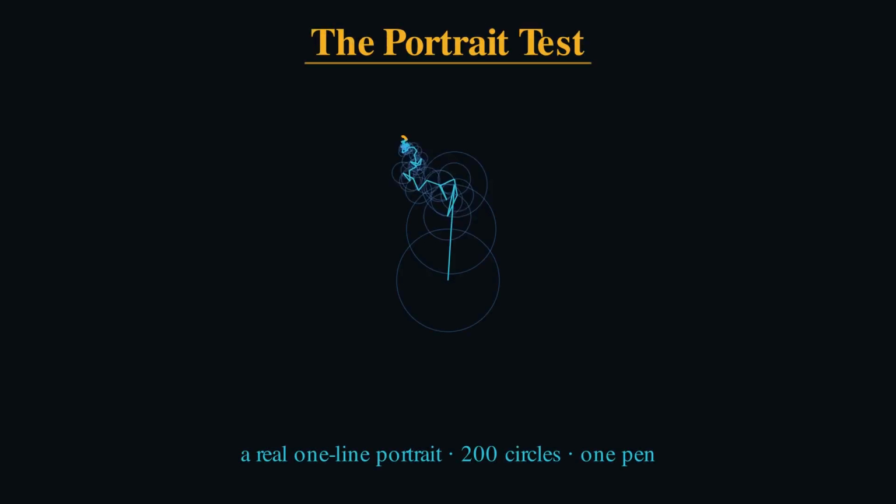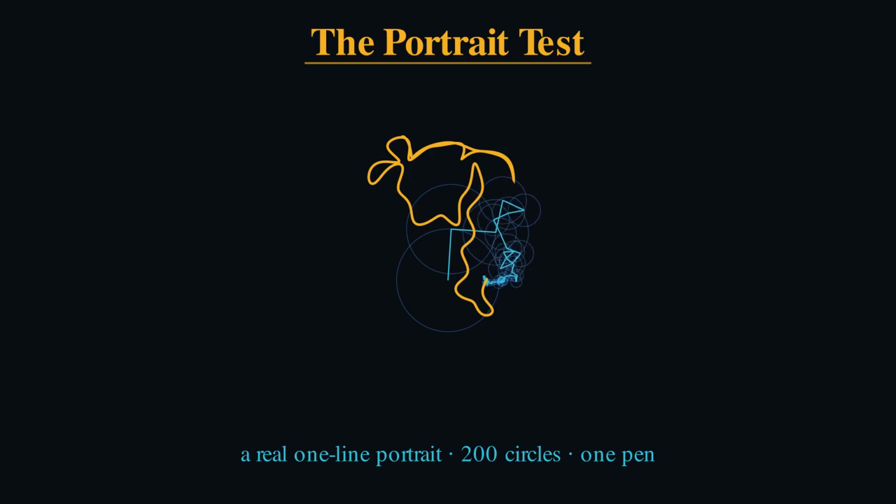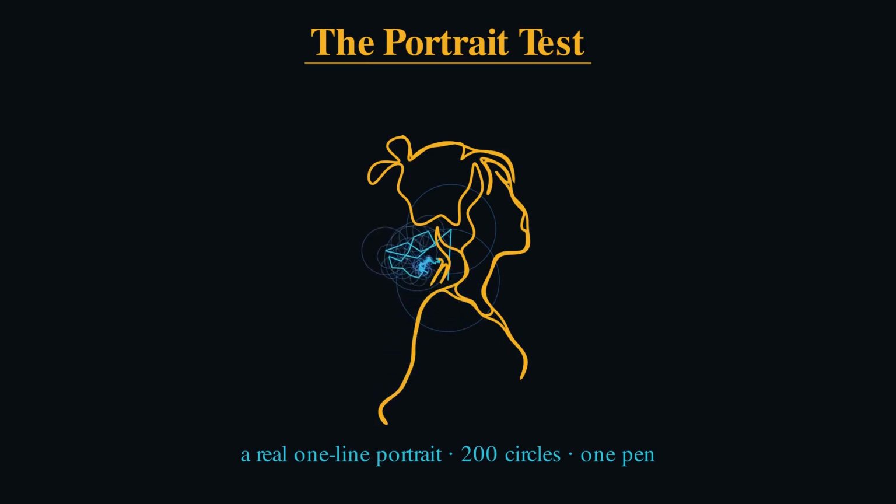But here is the real test, not a toy shape. A one-line portrait of a girl traced from a real picture into 2048 points and loaded with the exact np.load line from our 30 lines. 200 circles, 1 pen, the bun, the bangs, the eye, the nose, the lips. A face rebuilt from pure rotation. If the engine can draw this, it can draw anything you can.